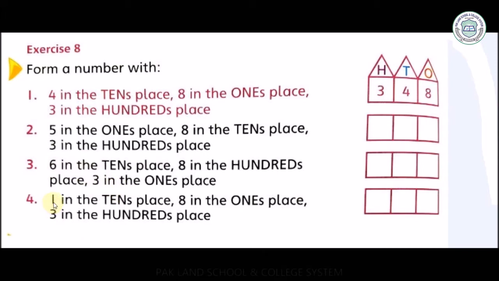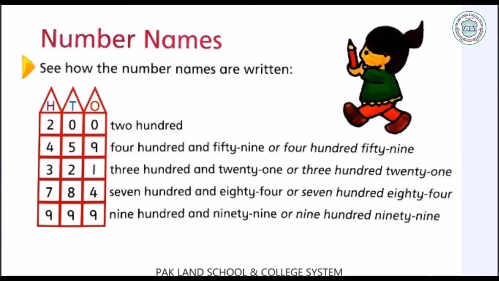Next example we have 1 in the tens place, 8 in the ones place, and the 3 in the hundred place. So we start from the 1. We write 1 in the tens place. 8 will be in the ones place. So we write 8 in the last column, that is the ones place, and the 3 will be written in the starting column, that is the hundred place. So we write 3 in this column.